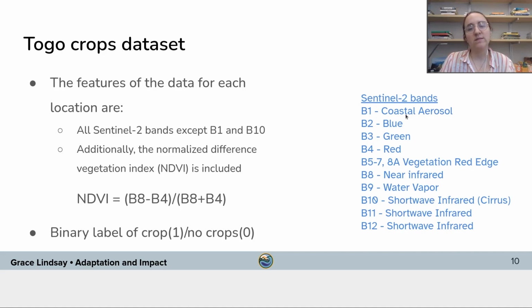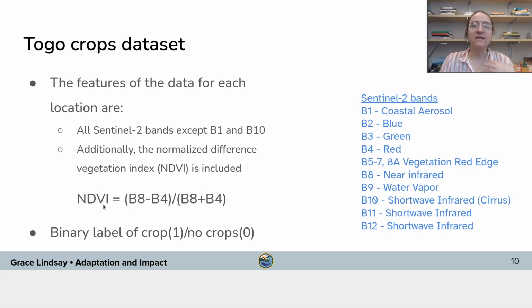So those are not included in this data set. An additional thing that is included, in addition to each of the remaining bands, is the NDVI, which we also saw in our dengue fever data set, and you've seen before in the remote sensing tutorial. So this is the normalized difference vegetation index. Specifically, it's calculated through combining the B8 and B4 bands. So that's the near infrared and the red bands.